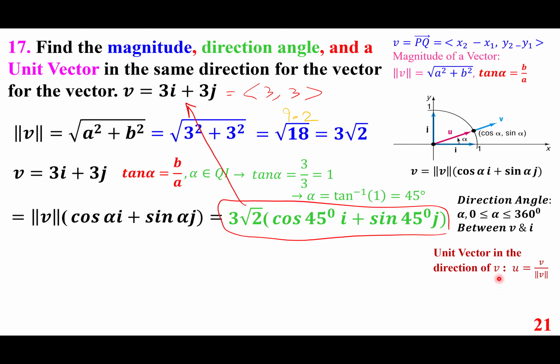Unit vector in the direction of v is the vector divided by its magnitude. Again, if v is a times the i vector, (1, 0), plus b times the j vector, (0, 1). So this is the i vector, this is the j vector, and each one is a unit vector. The i is the unit vector along the x-axis. The j is the unit vector along the y-axis.